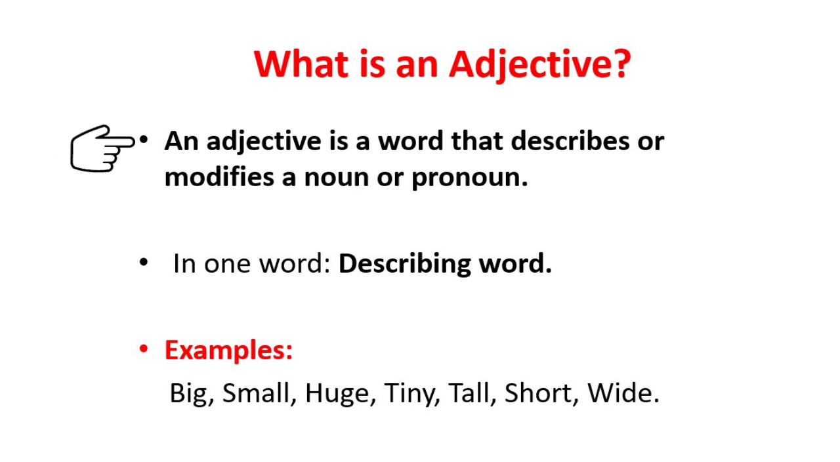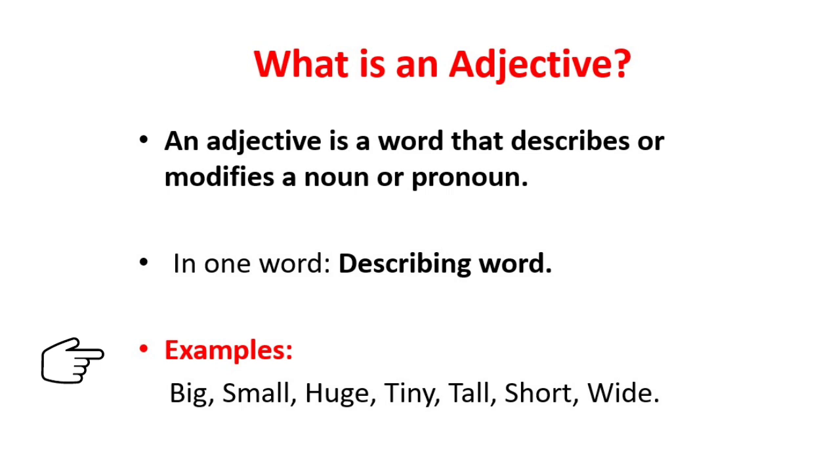See here the definition. An adjective is a word that describes or modifies a noun or pronoun. From this you should understand adjective is a word and it modifies a noun or pronoun. So in one word, it is a describing word. If anyone asks you what is an adjective in one word, what should you answer? It is a describing word. So a few examples are here.